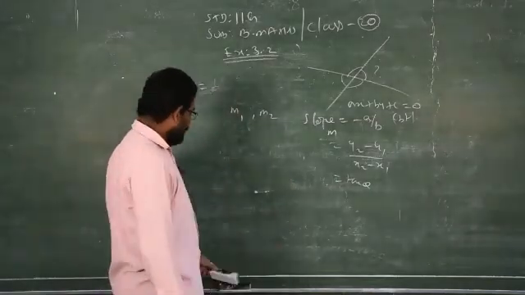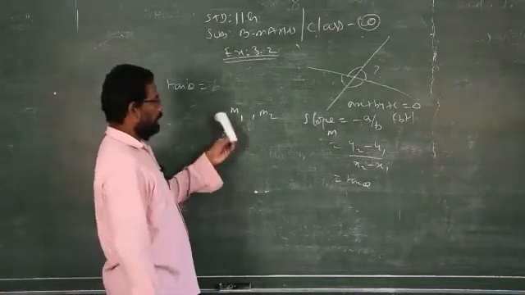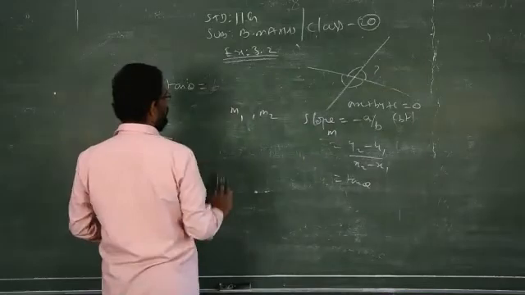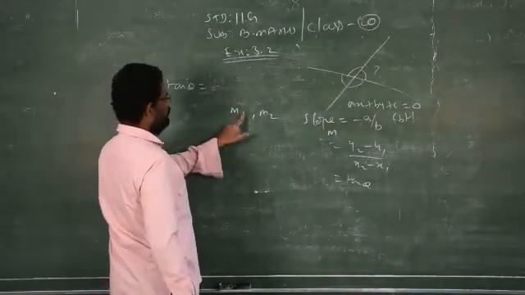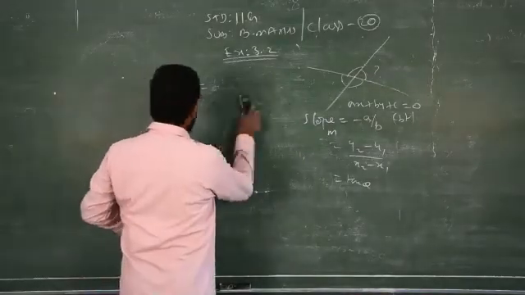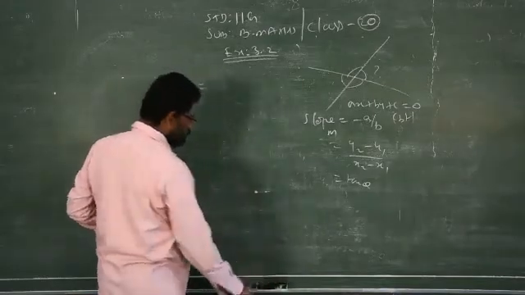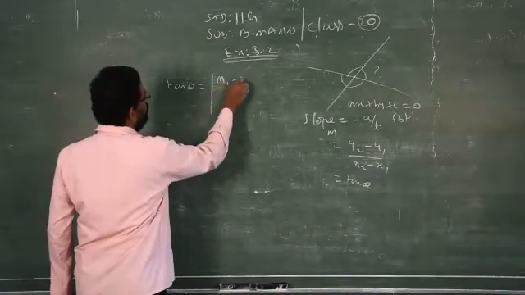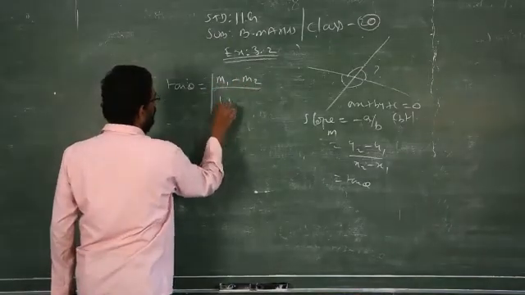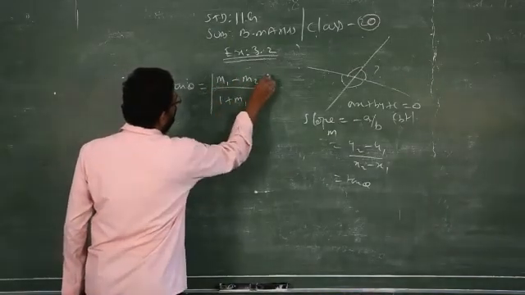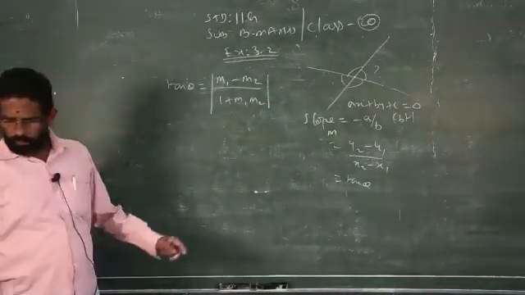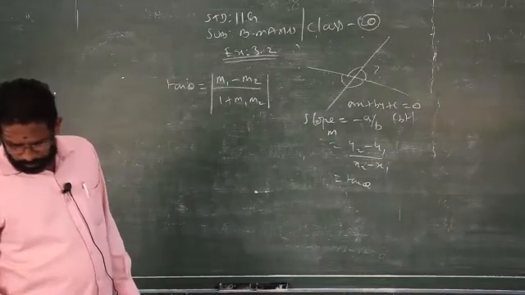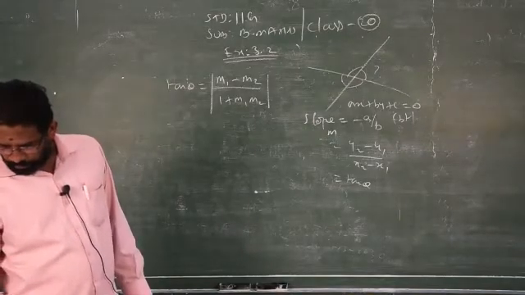So the angle, this you did not study in the lower classes. Angle between the 2 straight lines, that is, the slope of the first straight line and the slope of the second straight line. How do you find out the angle between the 2 straight lines? We have a formula: tan theta is equal to modulus of (m1 minus m2) by (1 plus m1 m2). So this is the formula to find the angle between the 2 straight lines.